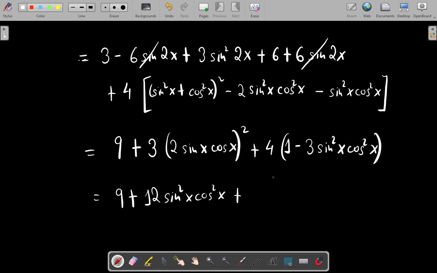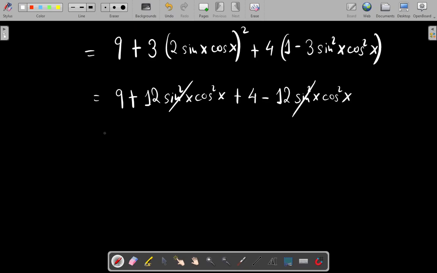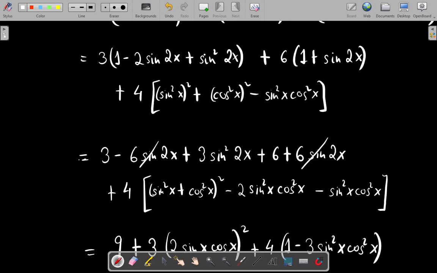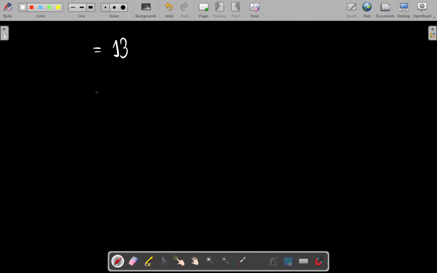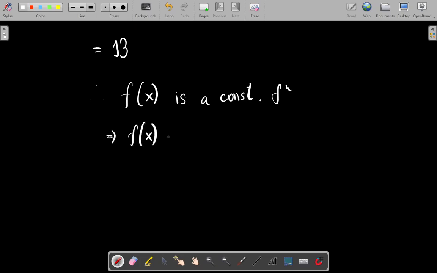And then expanding the last term, we have 4 times 1 is 4 minus 4 times 3 sin square x cos square x. So this becomes minus 12 sin square x times cos square x. So we see that this plus and minus 12 sin square x cos square x cancel each other. So we are left with 9 plus 4, which is 13. So we see that the entire expansion of f(x) reduces to 13. So f(x) is a constant function, right? Therefore, f(x) is a constant function.